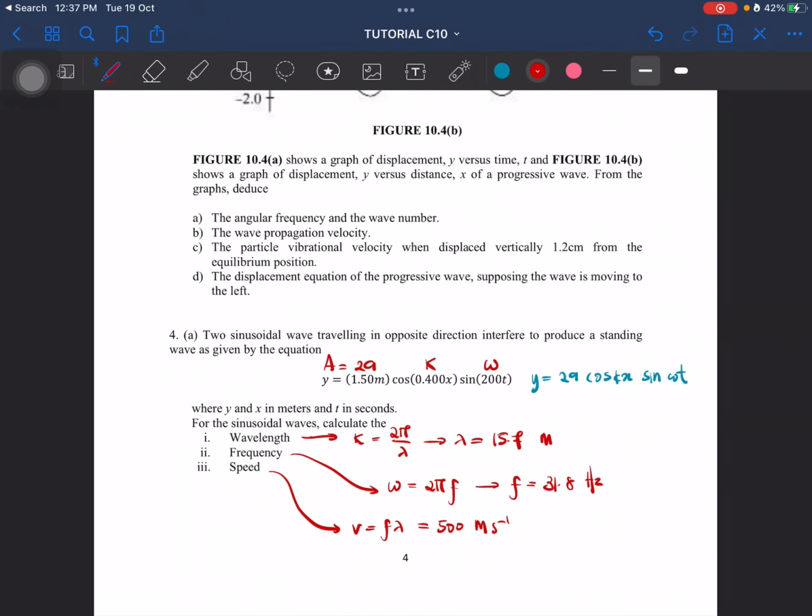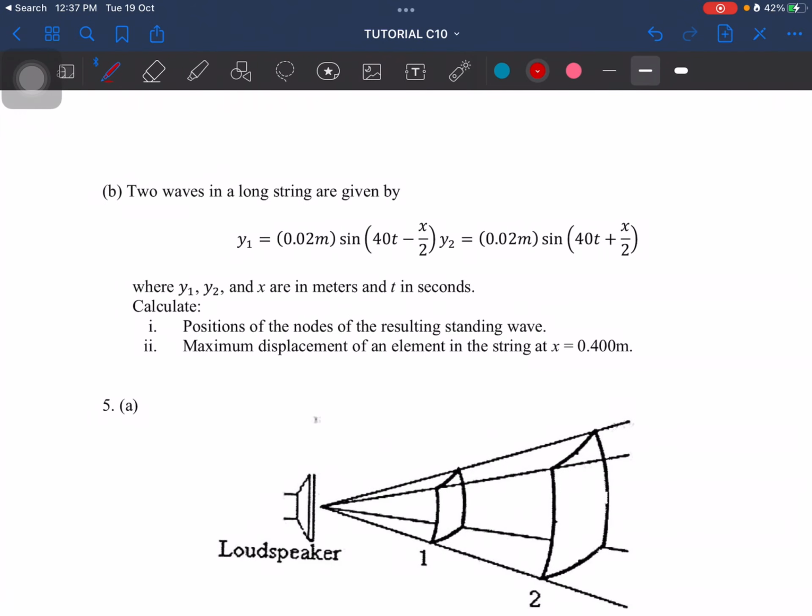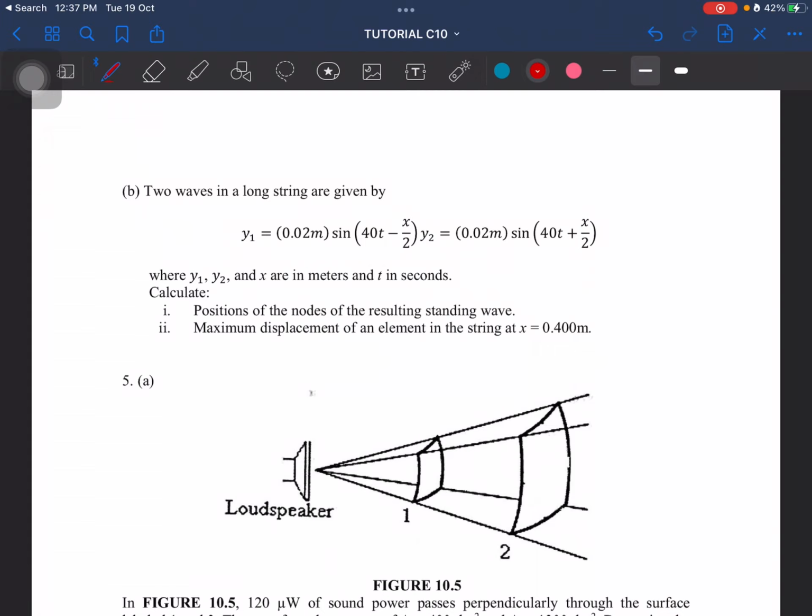Okay, and then question B, two waves in a long string are given by this equation here, where y1, y2 are in meters and t is in seconds. Calculate the position of the nodes of the resulting standing wave, and then the maximum displacement in the string at x equal to 0.4 meter.